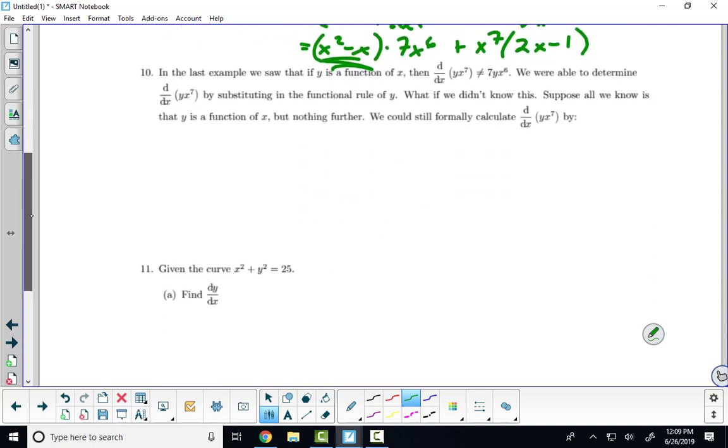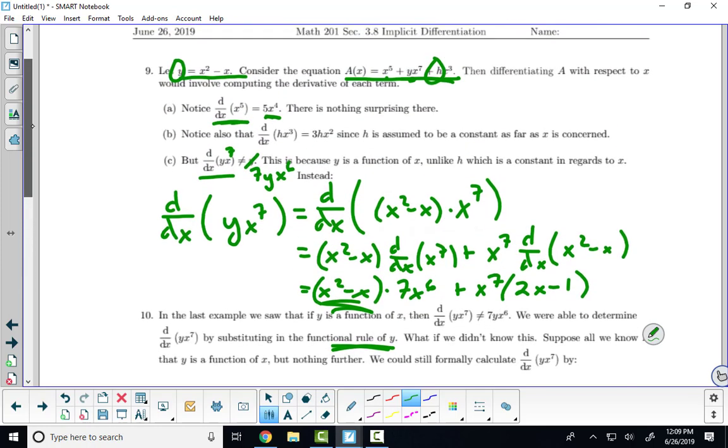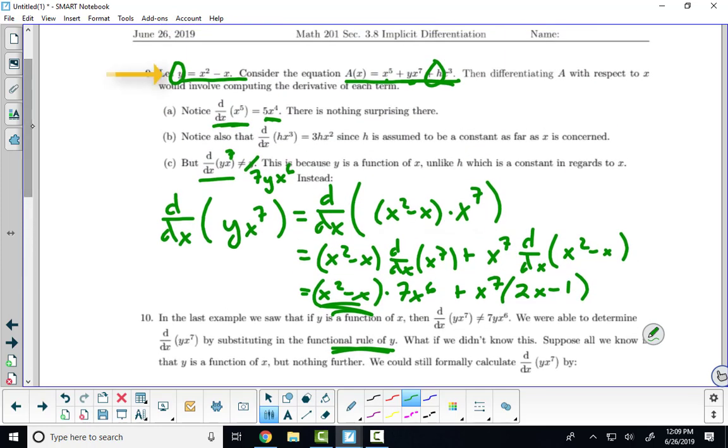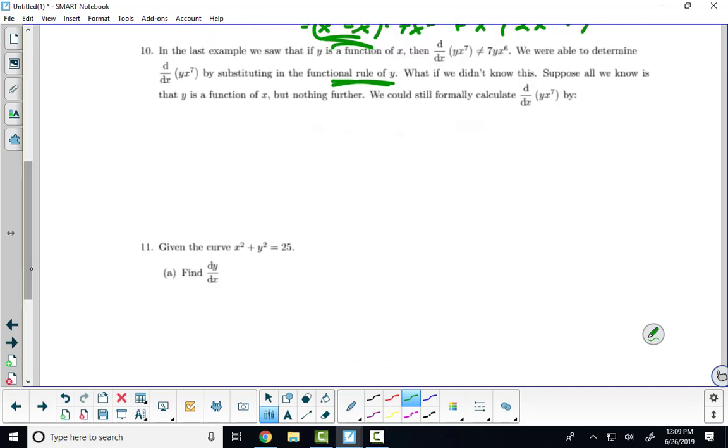All right. In the last example, we saw that if y is some function, then you cannot just bring the y along as a constant. And in this case, we were able to figure it out because we knew what y was. At the very beginning of this problem, I said, hey, y is this function right here. So when we had to take the derivative of a term involving y, we just did a substitution step. But we may not be able to determine what y is. For reasons that I mentioned before, we might not be able to solve for y. But we can still do this derivative just as we did.